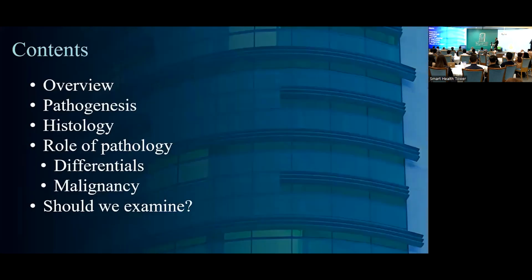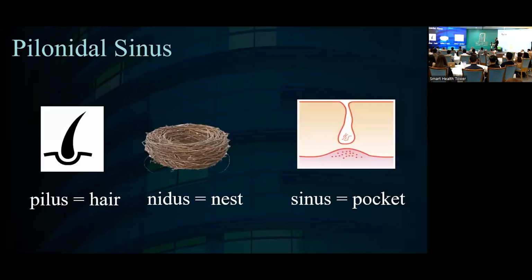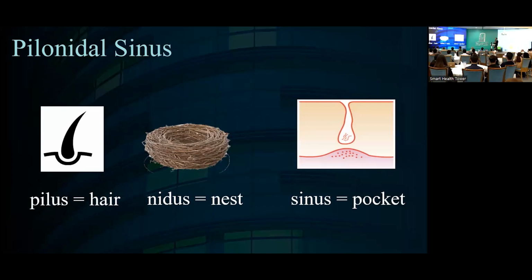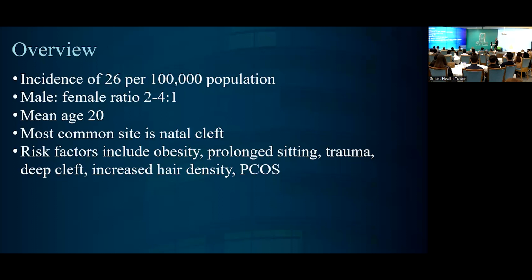So first of all, starting with the etymology of the word, pilonidal sinus means a nest of hair within a pocket. This pocket is most commonly seen in males and usually around age 20. We won't go over the clinical presentation as I think it's pretty clear to most of you, and it will probably be discussed in the other seminars.